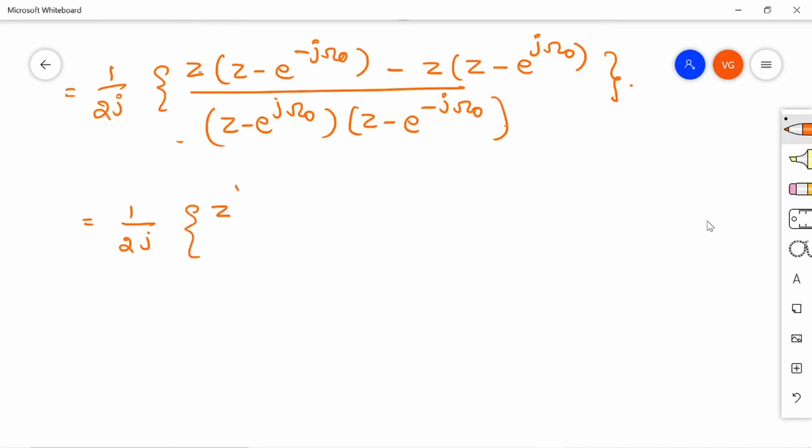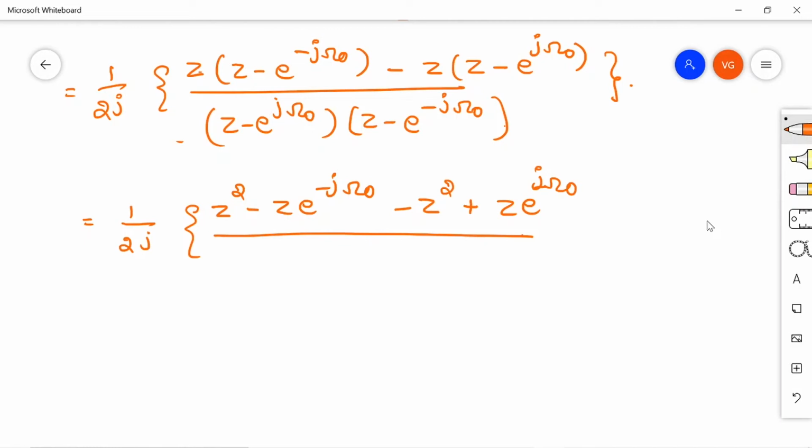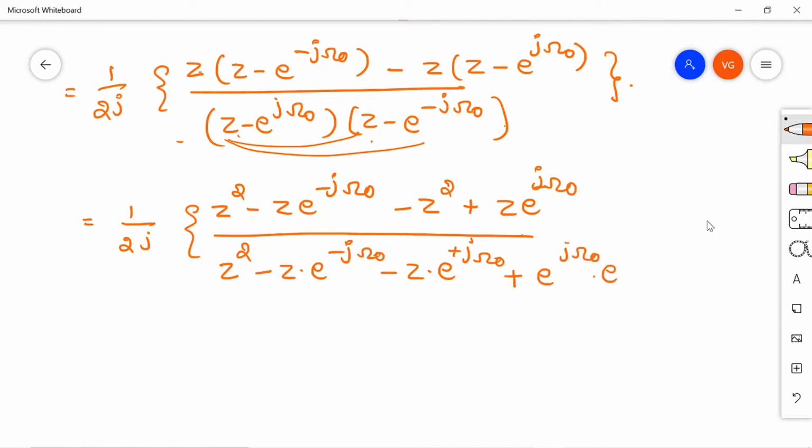So z into z is z square, minus z e power minus j omega naught, minus z square, plus z e power j omega naught. Here in the denominator also, you can multiply each and every term with each and every other term. So z square, minus z into e power minus j omega naught, minus z into e power plus j omega naught, plus e power j omega naught into e power minus j omega naught. Let us see, z square will get cancelled here.